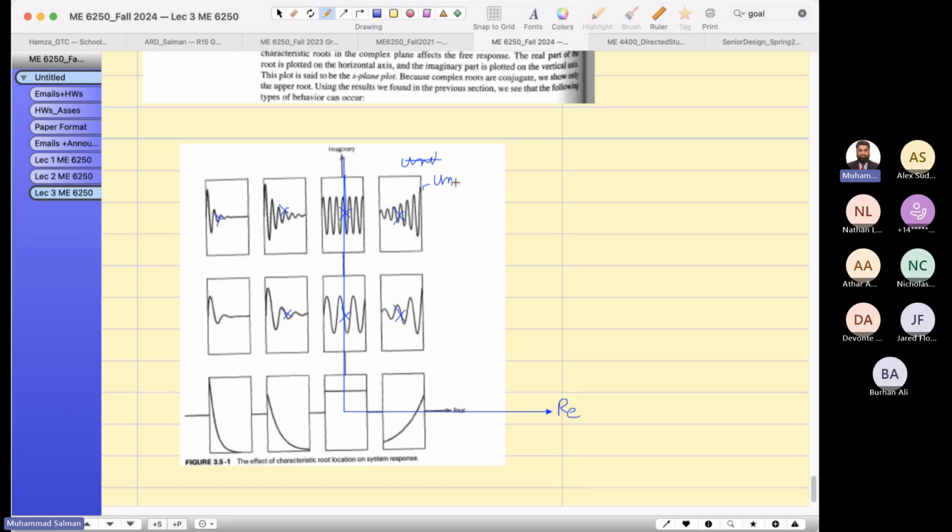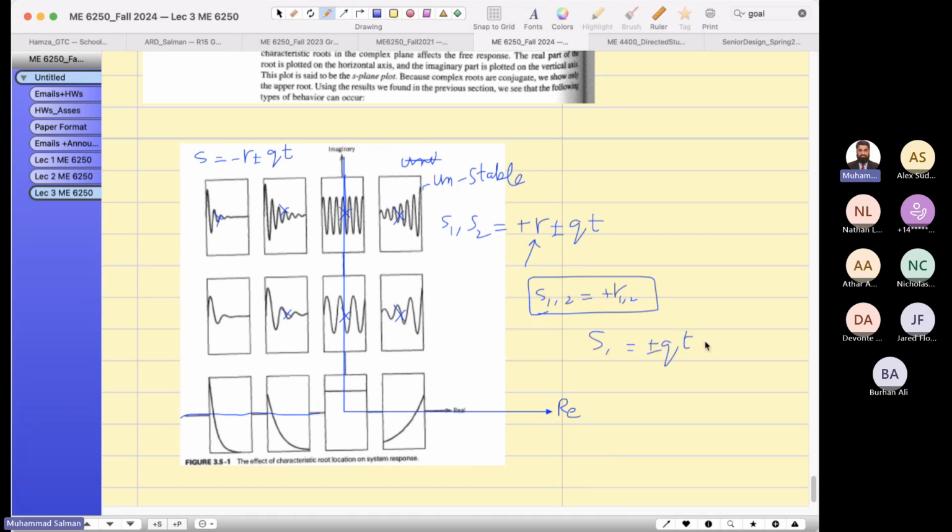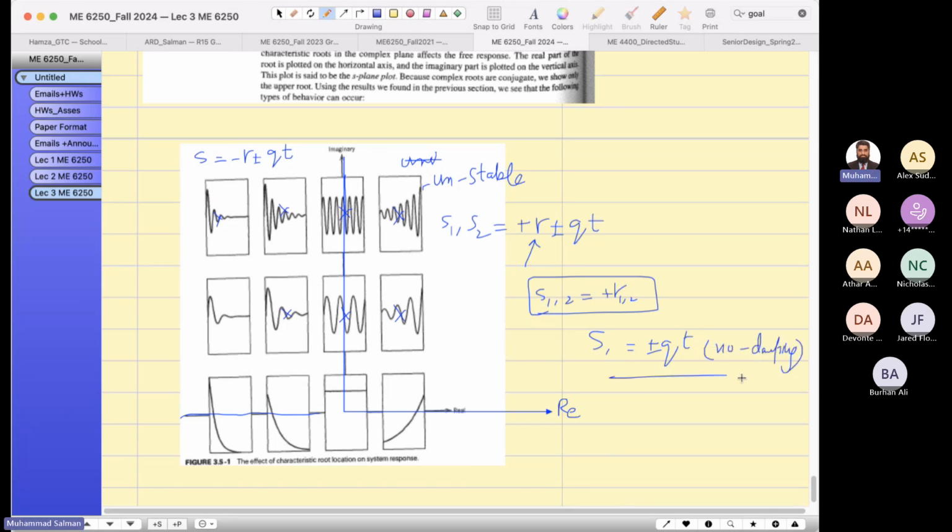For an unstable system, the roots s1, s2 have a positive real part. If you see a positive real part, that is not good. If you see a negative real part, it's a stable system. And if you see just the imaginary part, no real part, it means no damping. So it's just the basic thing.